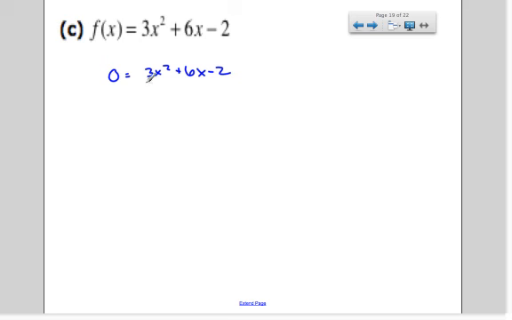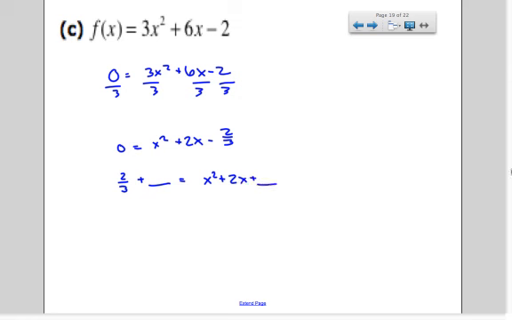Second, divide everything by 3. That's the a value, so that's divide by 3, divide by 3, divide by 3, divide by 3. So that gives us 0 = x² + 2x - 2/3. Now move the 2/3 to the other side. So we have 2/3 + blank = x² + 2x + blank. This one, to complete the square, I need a 1. I'm going to add that to both sides. 2/3 plus 3/3 is 5/3 = (x + 1)².